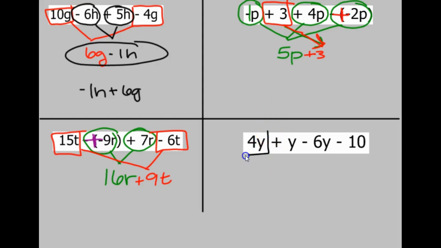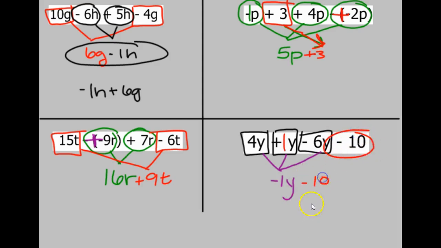Down here we have 4Y. This is really a 1Y. So there's another, and then more, three Y's here we have. So 4Y plus 1Y is 5Y, and 5 minus 6, well, there's more negatives. There's one more negative, negative 1Y, and then just minus 10. Can't combine those because these have Y's and this doesn't.